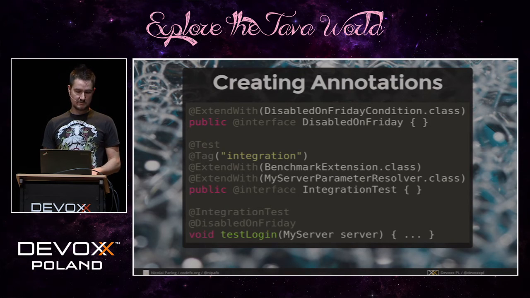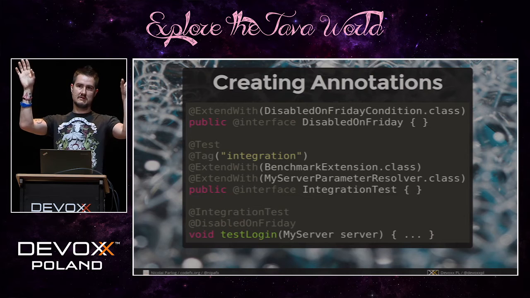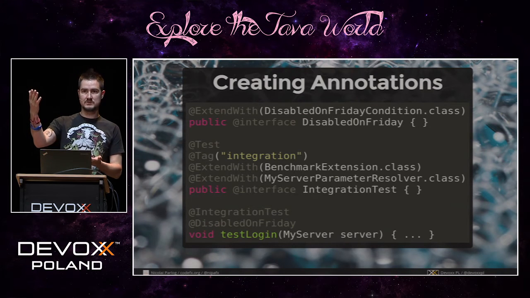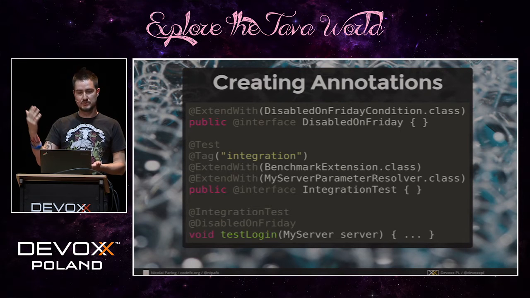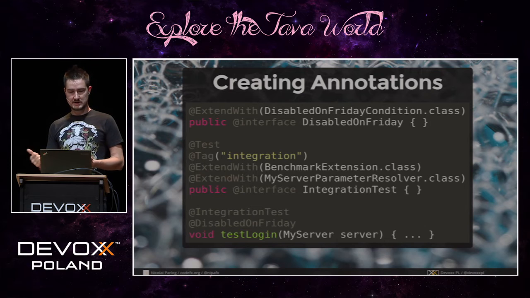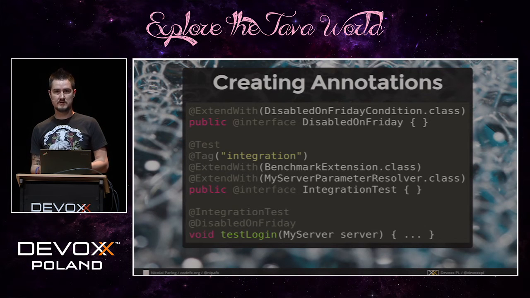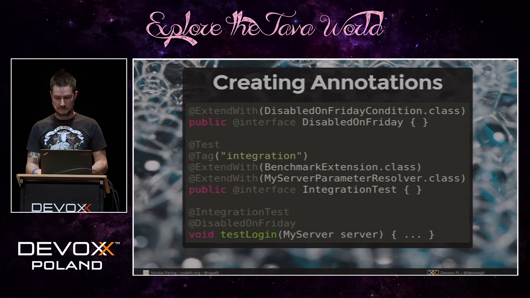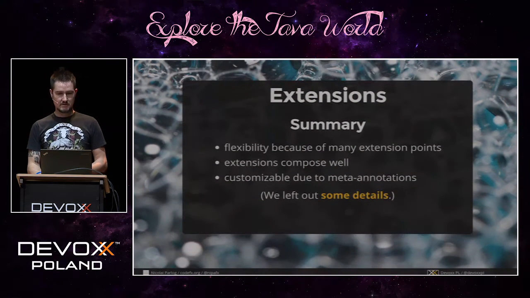So as I said, when JUnit finds this method, it goes up the path to all the different annotations it finds, and will eventually see the test annotation there and know, oh, this is a test I'm supposed to run. It will see that there's the benchmark extension and the parameter resolver, and it will call those extensions and use them as we planned it. Okay, that's nice, I think.